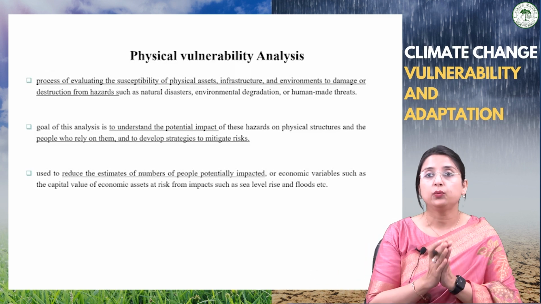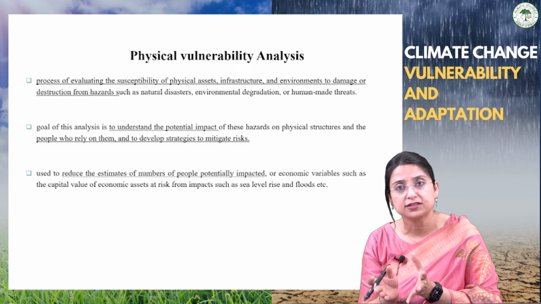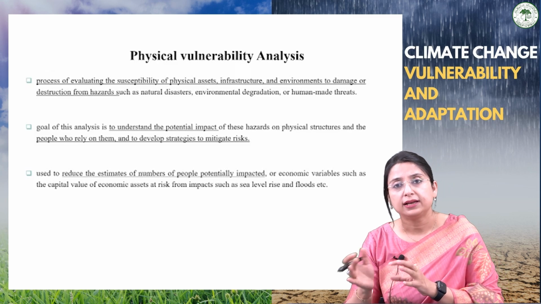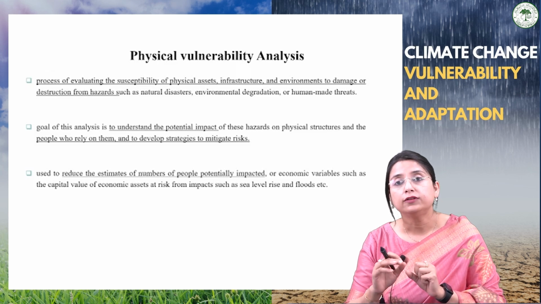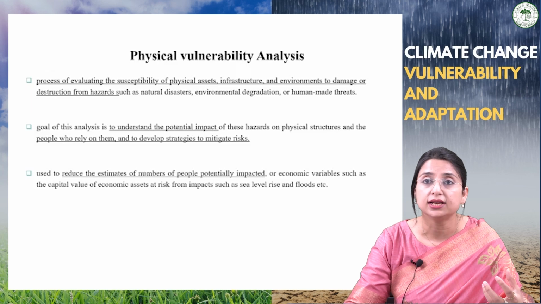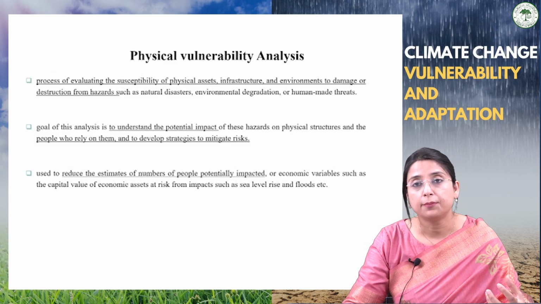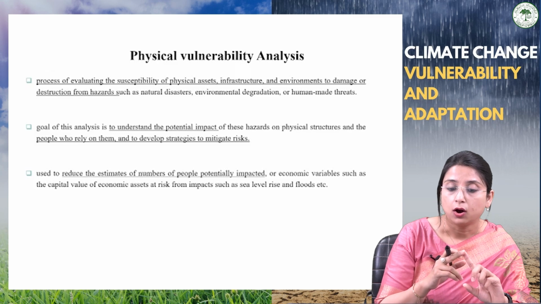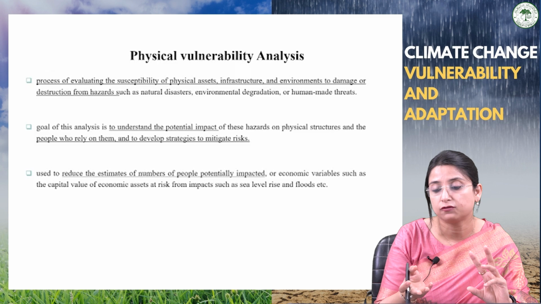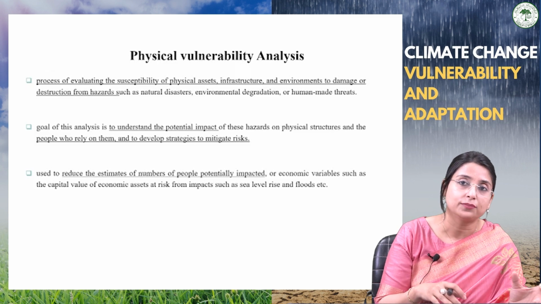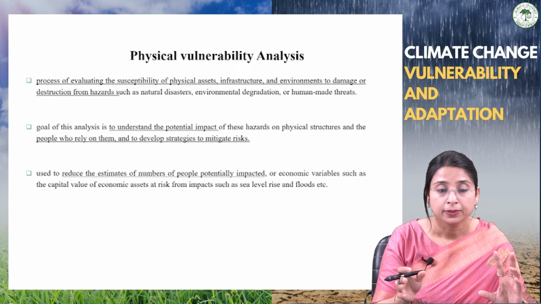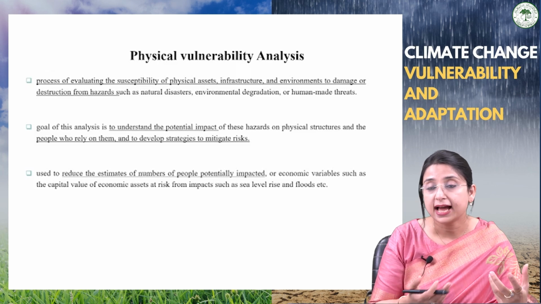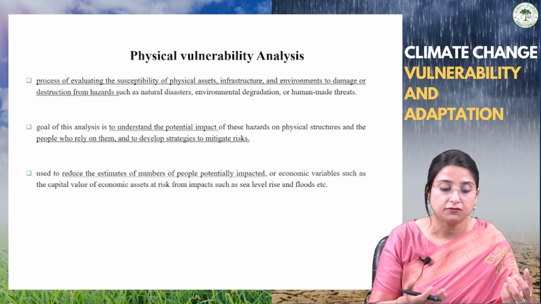So we are going to evaluate the likelihood and susceptibility of the assets, infrastructure, ecosystem, and community to certain types of disaster which mainly impact all these physical assets. The goal of physical vulnerability analysis is to understand the potential impact of the hazard by which the particular community or ecosystem is affected. First we evaluate the susceptibility of physical assets and infrastructure to degradation or to hazards and disasters related to climate change. Then we understand the potential impact of these hazards: how much damage can take place, whether we are talking about life, property, or infrastructure.